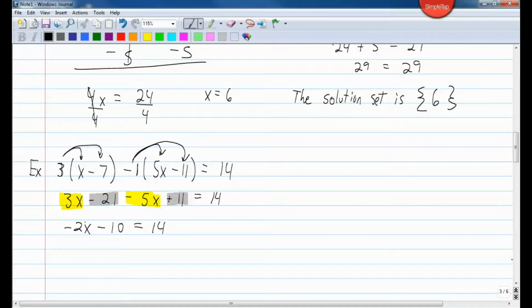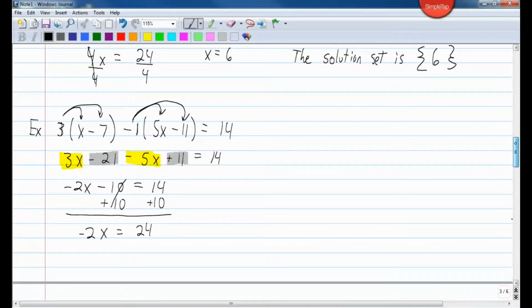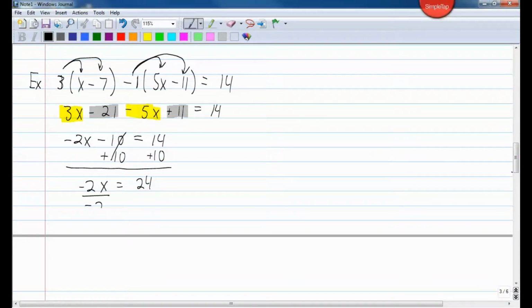Alright, so I want to get the -2x term by itself. I had a -10 right here, so I'll say plus 10, plus 10. And so I have -2x equals 24. Divide by -2, divide by -2. So I have x equals a positive 24 divided by a -2, which gives me a -12.